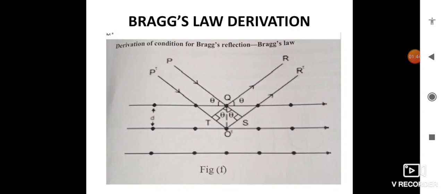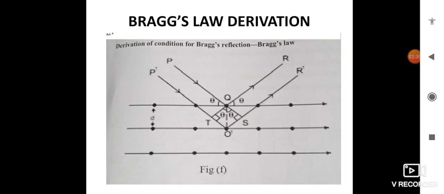Let the X-ray PQ be incident on the parallel set of lines, making an angle theta. Then the PQ ray gets reflected from the upper layer. PQ is incident on the plane and gets reflected along QR. Similarly, another ray, P dash Q dash, gets reflected along Q dash R dash. Then what is the path difference between these two rays?